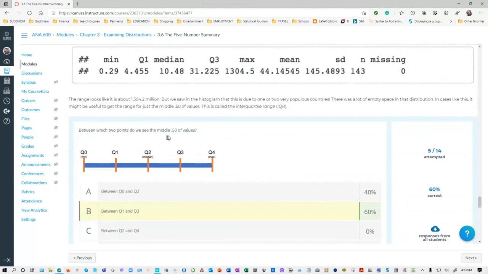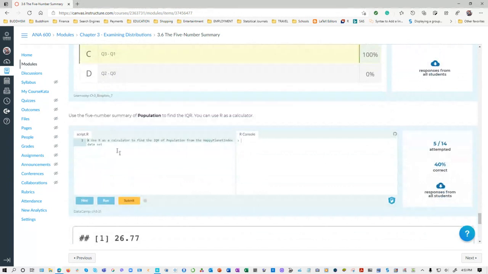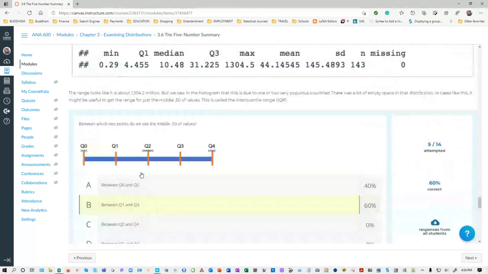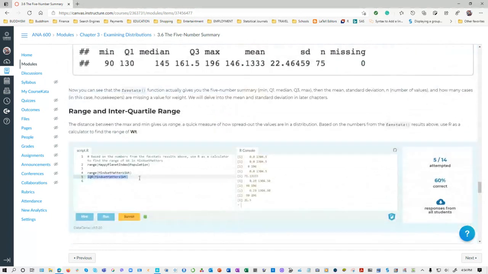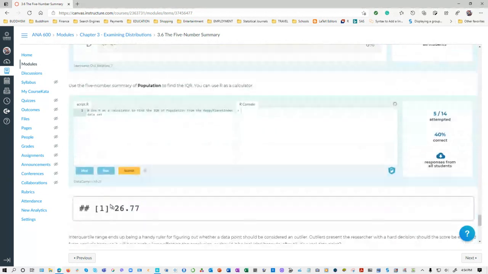The two points, the middle fifty percent values, Q1 and Q3. See? What is the formula for finding IQR? Q3 minus Q1. Use the five number summary of population to find the IQR. You can use R as a calculator. Actually, IQR has a function, as I showed over here, so you don't need to see every number. If you go to the IQR, one shot, you go over here. You don't need to do anything.